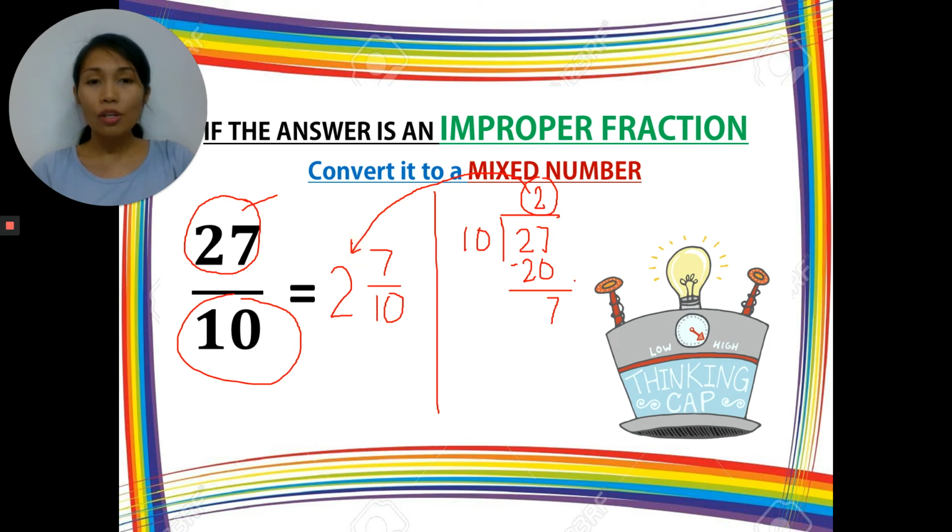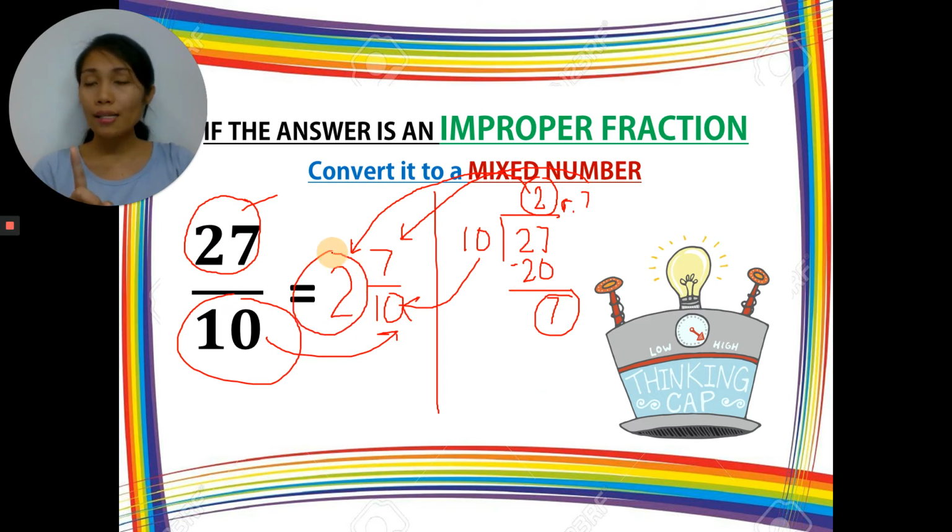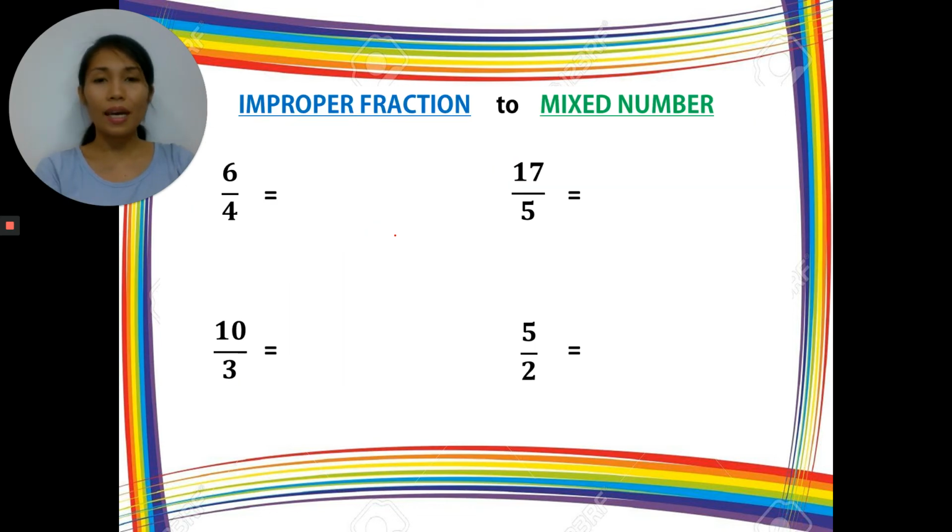And you have remainder 7, right? From here, your remainder will be your numerator, and then your denominator is your divisor. Here, just copy the denominator in here. That is your denominator. Remember, your whole number is the quotient or the answer, and the 7 in here, your numerator, is the remainder. Okay, let's proceed.